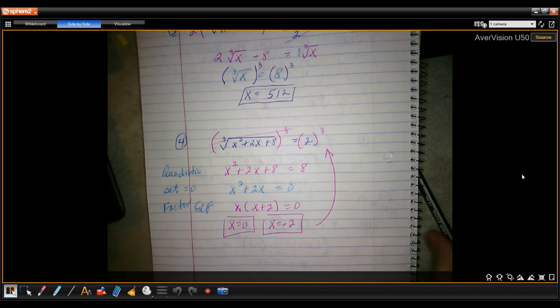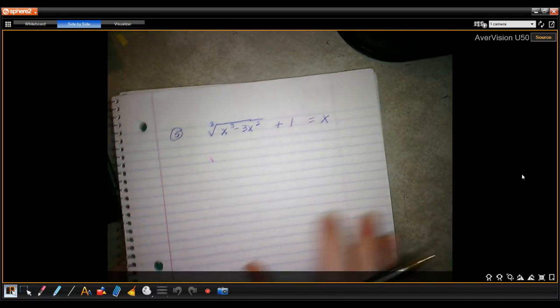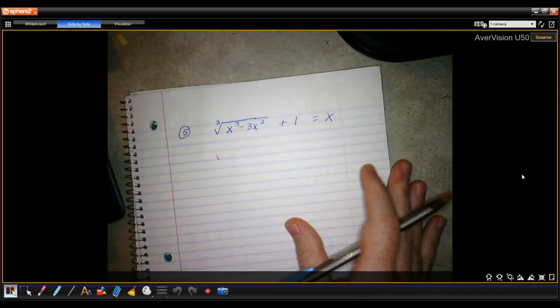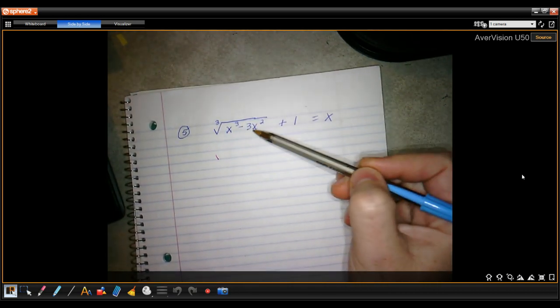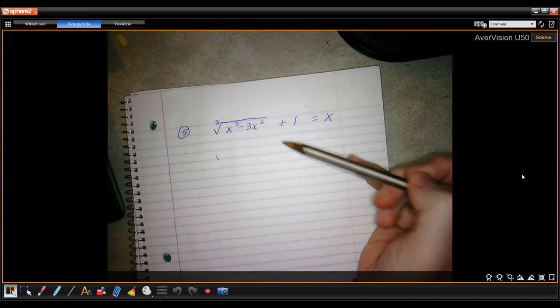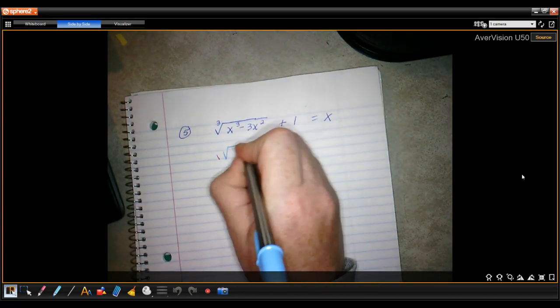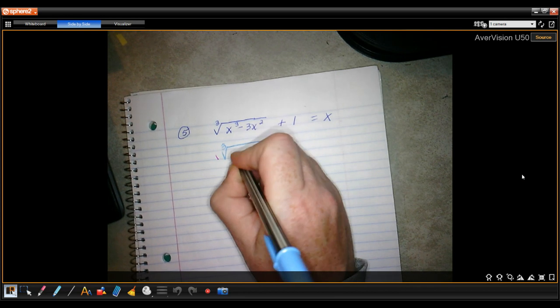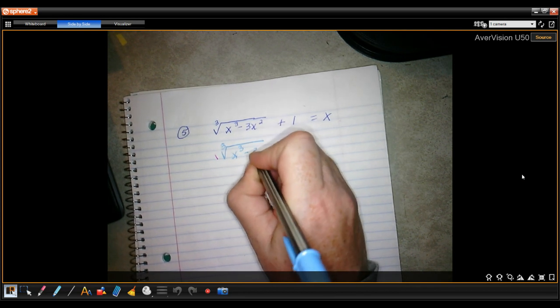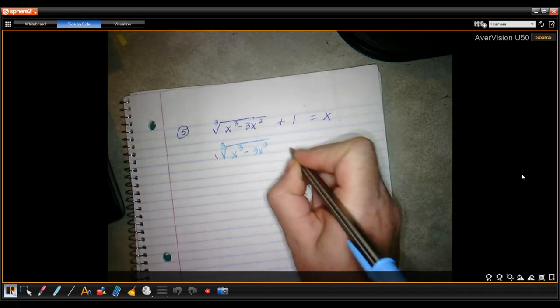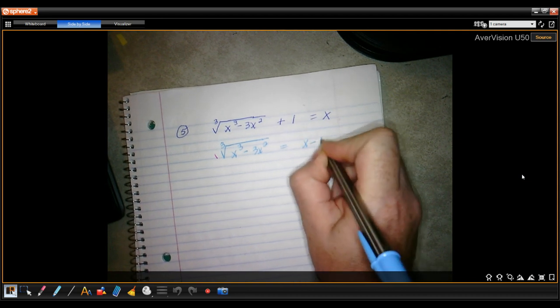Now let's try the next one. Okay, so this one is cube root of this plus 1. All right, so first step is to isolate the radical. So we have to move the 1 over. So hopefully you did that. So cube root of x cubed minus 3x squared equals x minus 1.